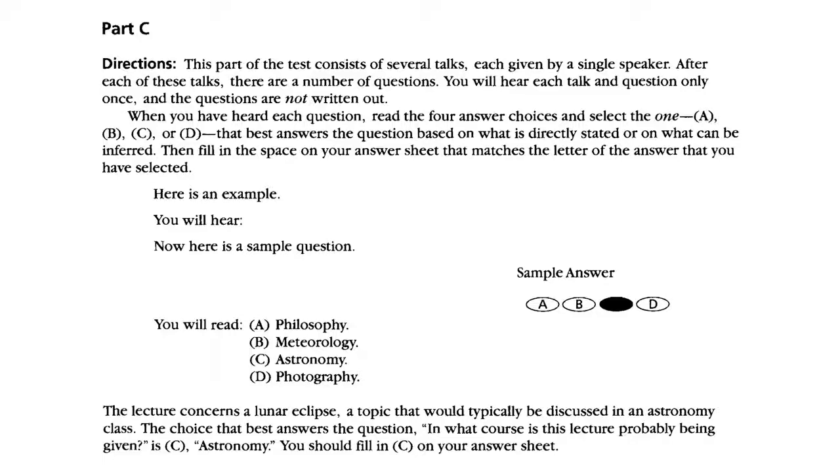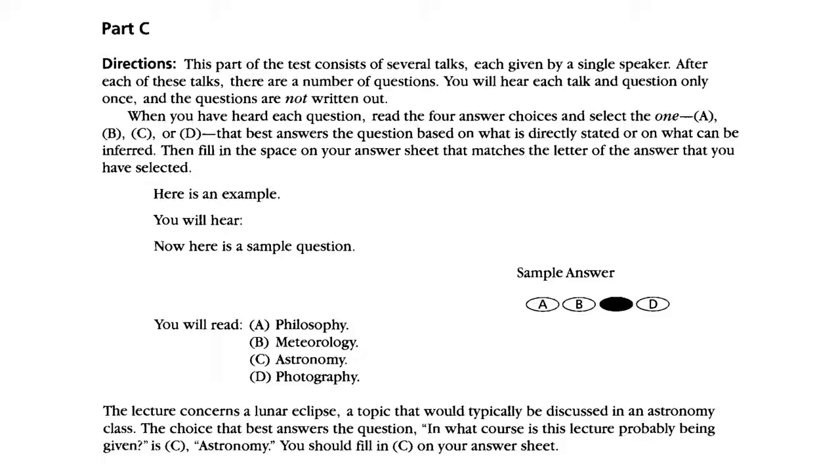Now here is a sample question. You will hear, in what course is this lecture probably being given? You will read, A, philosophy, B, meteorology, C, astronomy, D, photography.